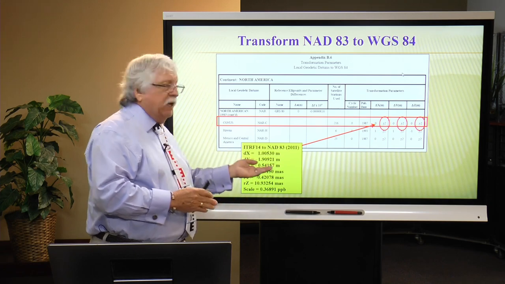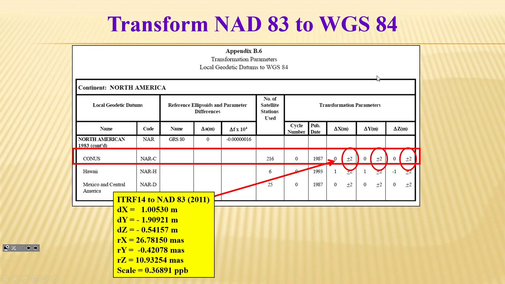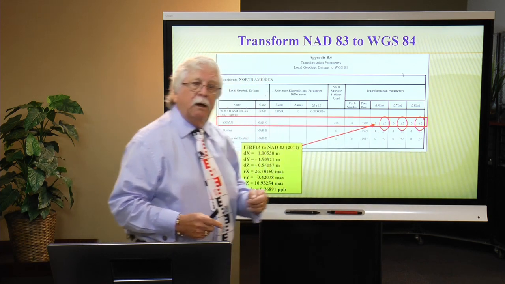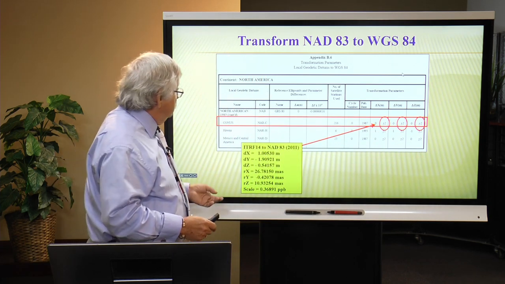Now, of course, NGS does not use just a simple 3 parameter. They're actually using 14 parameters. I'm just showing you 7 here, change in X, Y, and Z. And you can see they're all significantly different numbers. They're not 0, but they're all also within that 2 meters that I pointed out. So there's that uncertainty that pops back up.